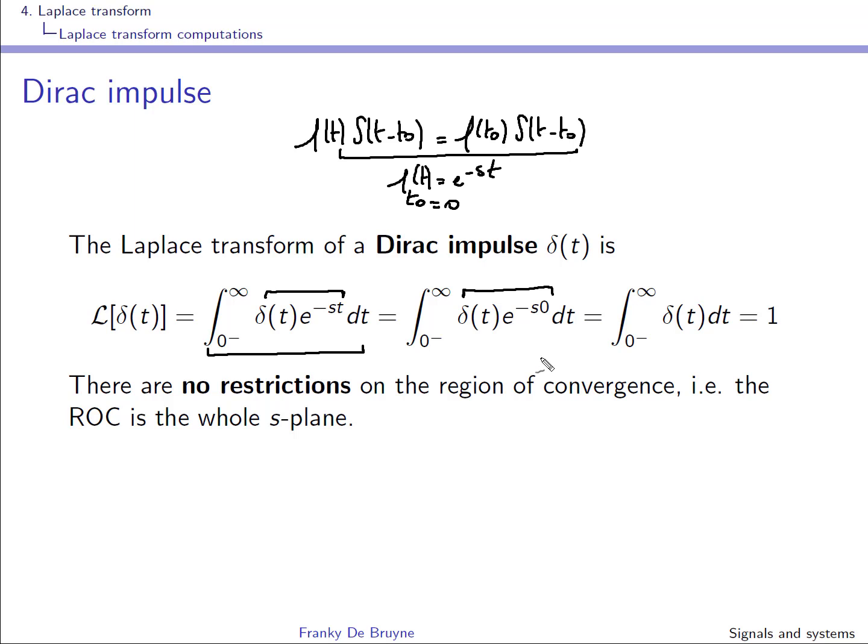This is a 1 over here, and we know that the area below a delta is 1. So the Laplace transform of a Dirac impulse is 1, and there are no restrictions on the region of convergence. So the region of convergence is the whole s-plane, the whole Laplace domain.